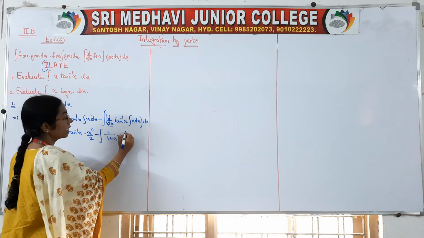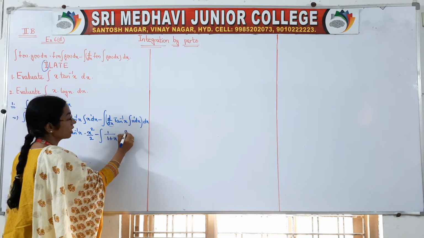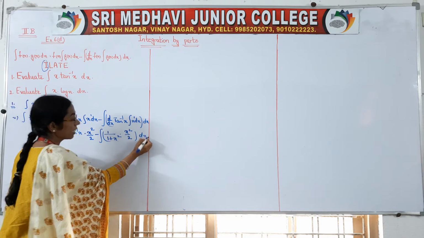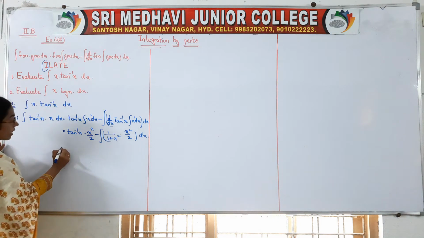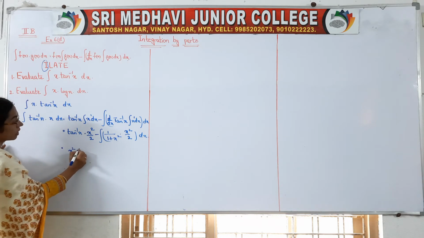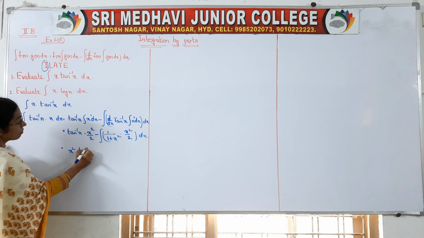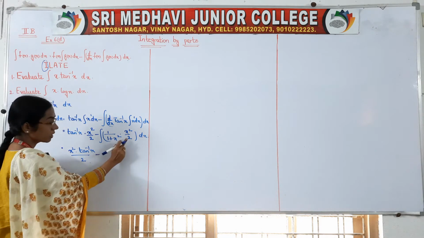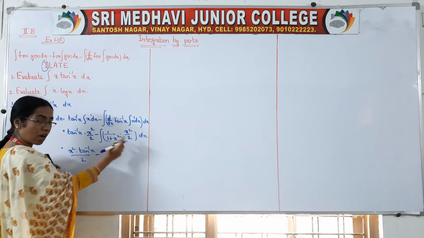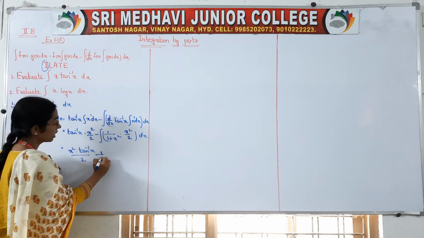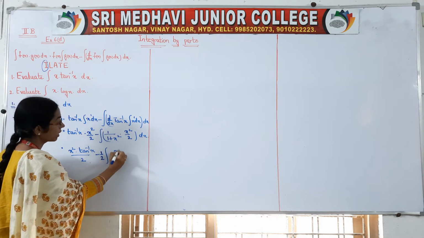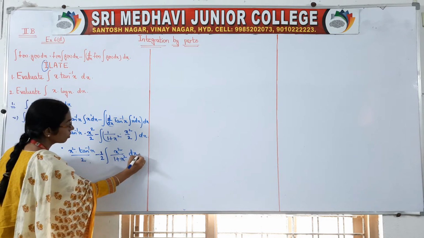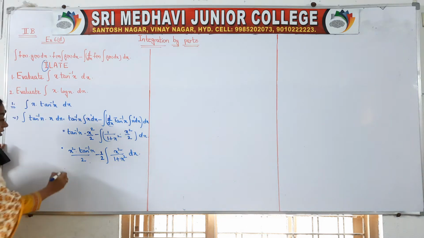Into integral x to the power of 1, that is x square by 2 into dx. So we can write this as x square into tan inverse x by 2, minus, you bring this 2 outside, it is downward, so you write 1 by 2 integral x square by 1 plus x square into dx. So how can we solve that one?